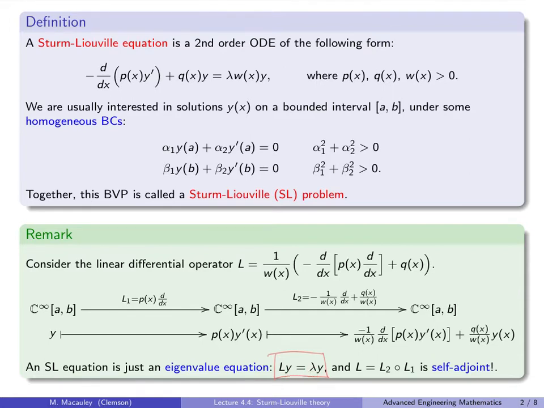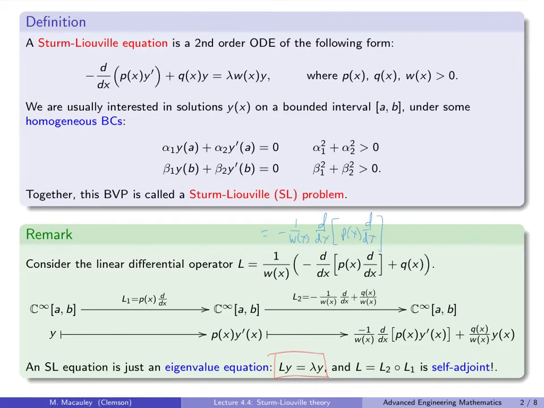Now another way to think of this, I don't know if this is going to help at all, but I like to show you different ways to think of this: you can think of L as breaking it up into two pieces using the distributive law. You can say this is negative 1 over w(x) d/dx times p(x) d/dx.